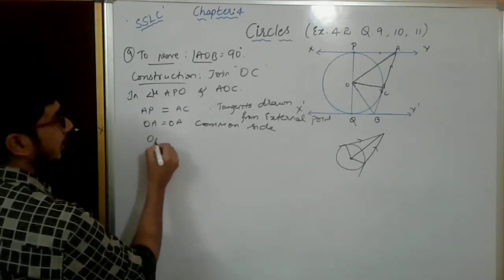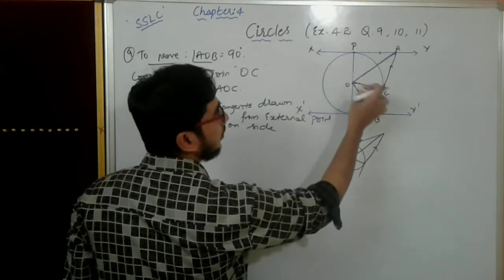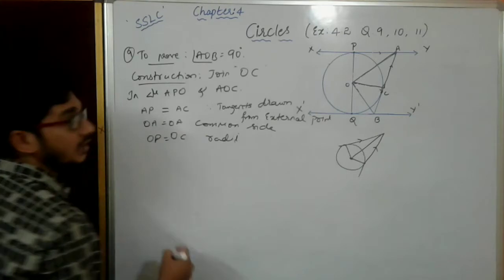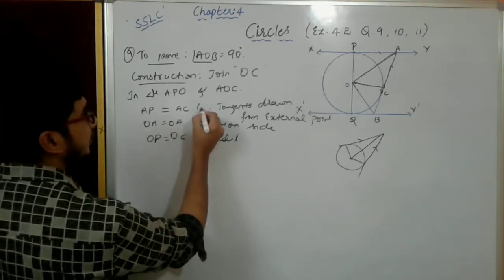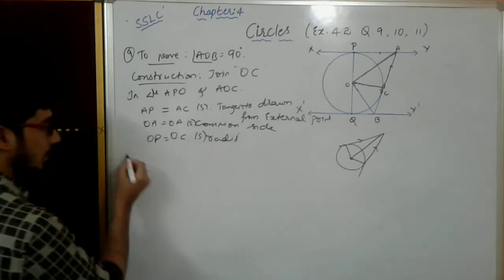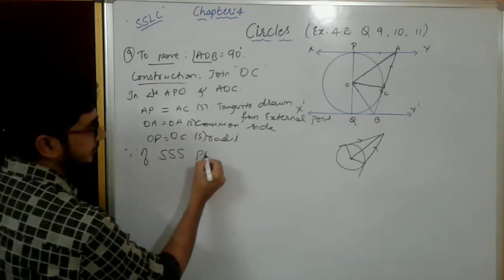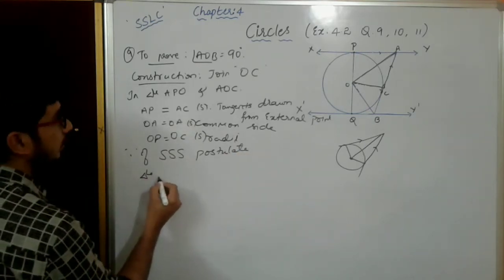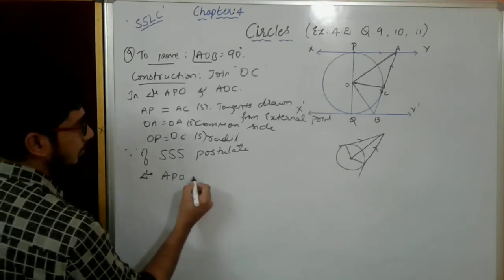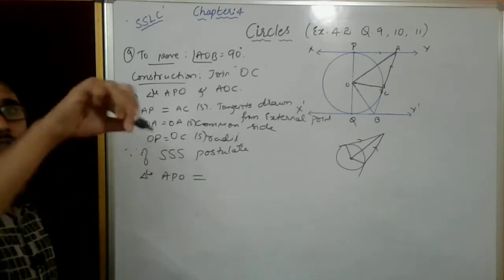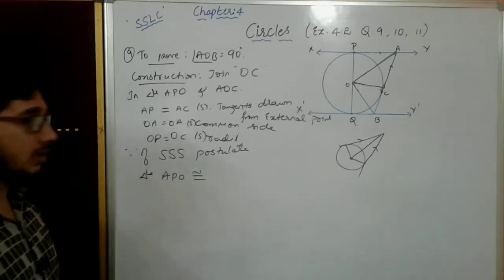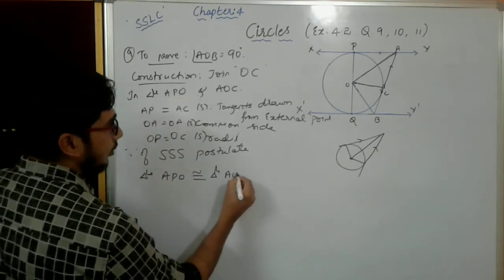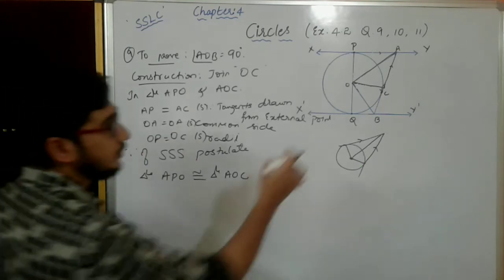So we will write here OP is equal to OC, radii of the same circle. So what will happen? This is a side, and this is a side, and because of the SSS postulate, triangle APO is congruent to triangle AOC. These two triangles are congruent.